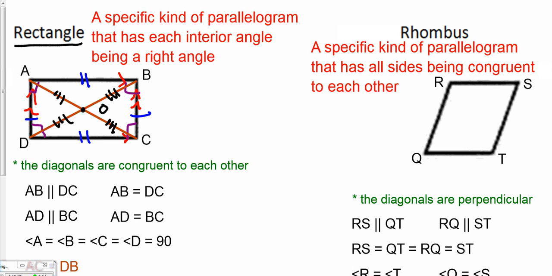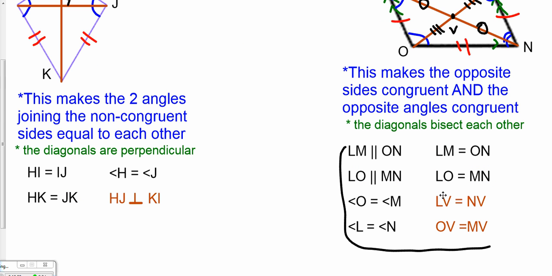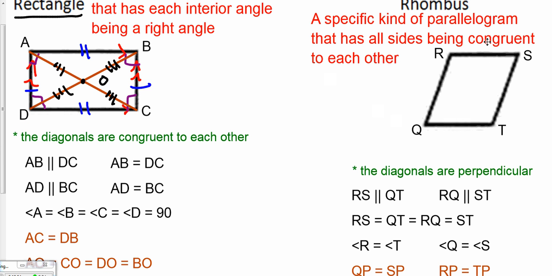Moving on then, rhombus. A rhombus is a specific kind of parallelogram. Again, just like a rectangle, because it's a parallelogram, all of this information has to be true about it. So it's a specific kind of parallelogram that has all sides being congruent to each other. So let's check this out again.